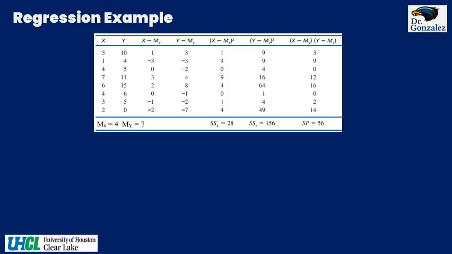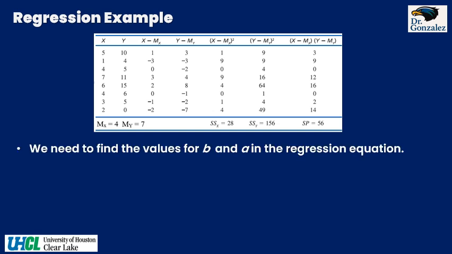Right, so here is an example from the book. I wanted to just show you another one, and I really wanted you to see how this can get out of hand very quickly because that data set had 4. This one has a few more. So you need to find the values of b and a in the regression equation. So b is your slope, SP over SS sub x, and I've already done the calculations up here. So there's our 28 right there at the bottom. SP is right here, 56. I divide that and I get 2. So our slope is 2.